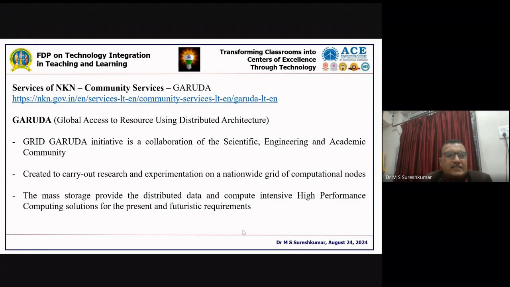Global access to resources using distributed architecture. This is an initiative to collaborate scientific, engineering, and academic communities to carry out research and experimentation on a nationwide grid of computational nodes. Please note the mass storage provided by the distributed data and compute-intensive high-performance computing solution for the present and the futuristic requirements. Next slide, please.